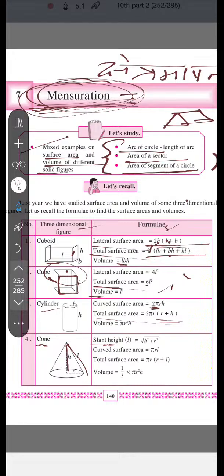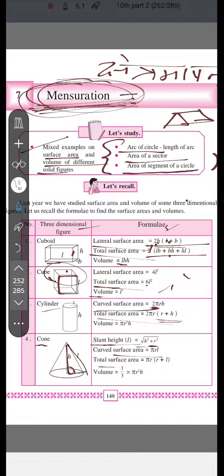Yes, we all know what they are doing here. It is making a 90-degree angle. So simply the Pythagoras theorem we have to observe. So the slant height L is equal to square root of h square plus r square, and curved surface area is equal to pi r into L. L stands for this slant height.